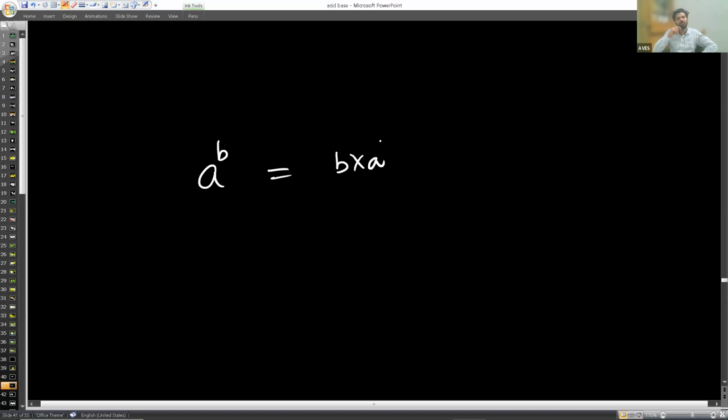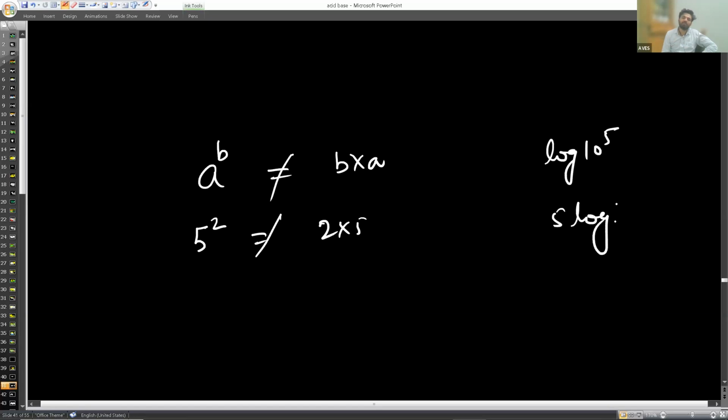Can I write b into a? No. Why? Because if I write 5 raised to the power 2, it does not mean 2 into 5. It means 25. That is not possible. 5 raised to the power 2 is 25, not 2 into 5. But if I write something like log 10 raised to the power 5, I can write it as 5 into log 10.